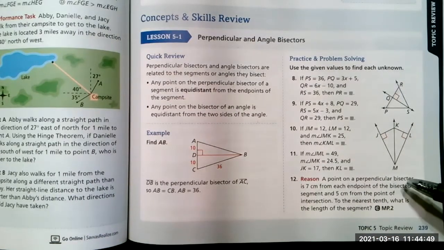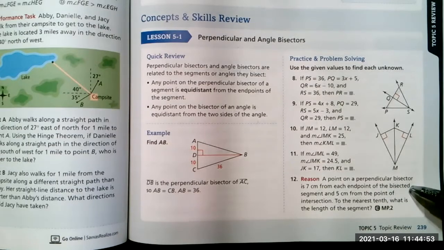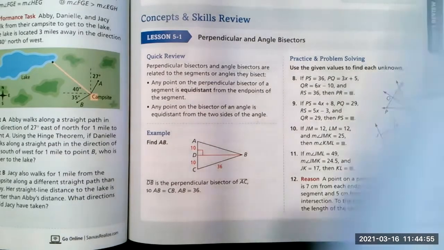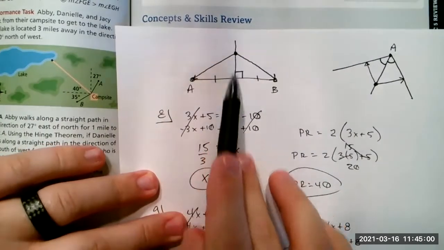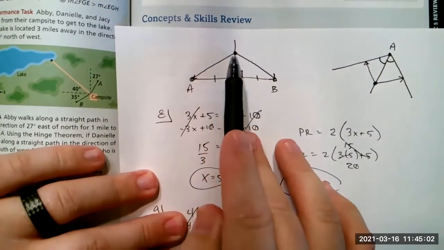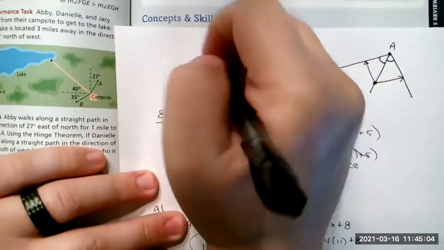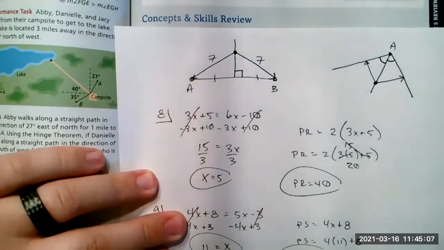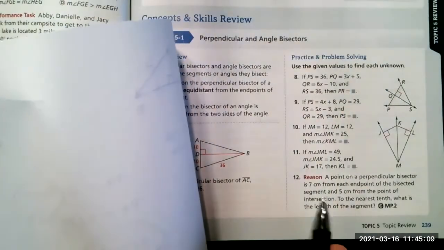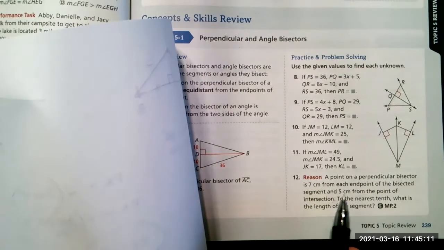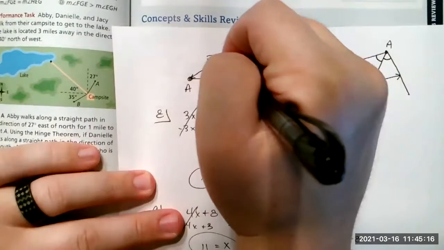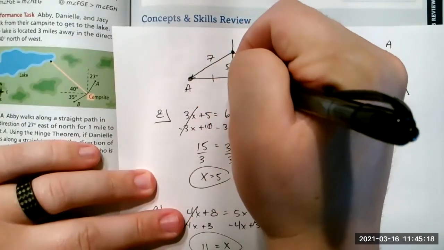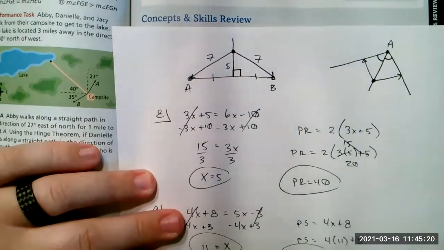Number 12, a point on a perpendicular bisector is 7 centimeters from each end point of the bisected segment. So what they're saying here is this is my bisected segment. The point on that perpendicular bisector is 7 centimeters, so that distance is 7, that distance is 7. And 5 centimeters from the point of intersection. So this distance down the middle is 5 centimeters.